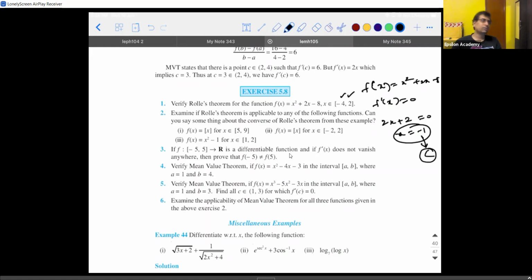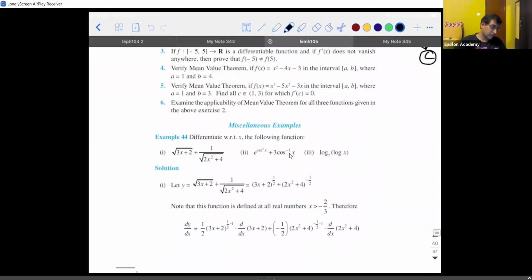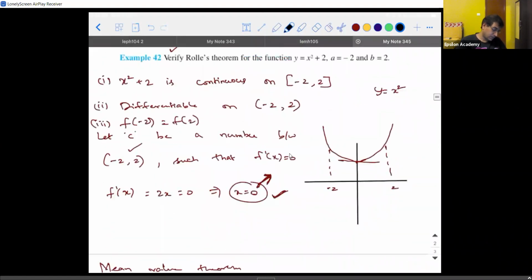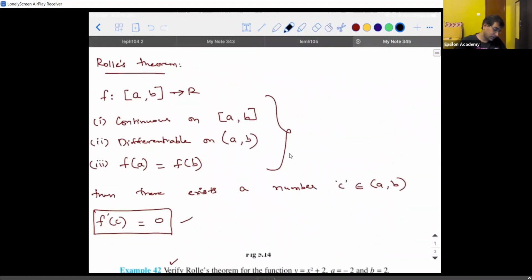If there exists a number C, see for example, well, I'll explain. Listen to this carefully, okay? So what does Rolle's theorem state? There is a function from this range to this range, so it is continuous, differentiable, and f of a is equal to f of b. If these three are satisfied, then blindly you can say there is going to be a number C belonging between A and B, so that f dash of C is equal to 0.